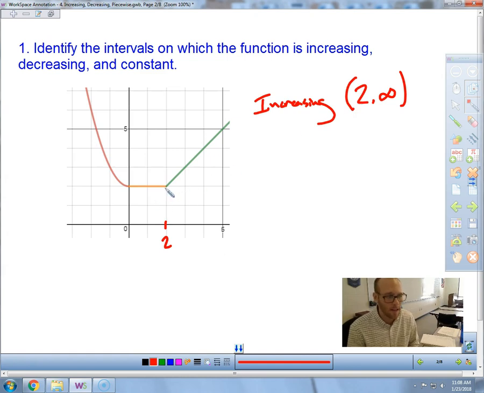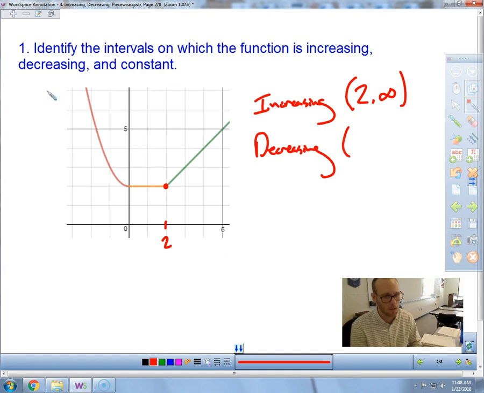At x equals 2, is that function increasing? Well, how can a single point be increasing or decreasing? We have to look at open intervals. So we do not include 2, because 2 would actually be part of this one section of the function as well, that piece, and that piece is constant. This over here is decreasing.